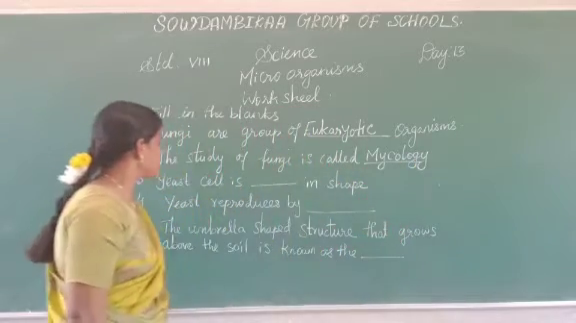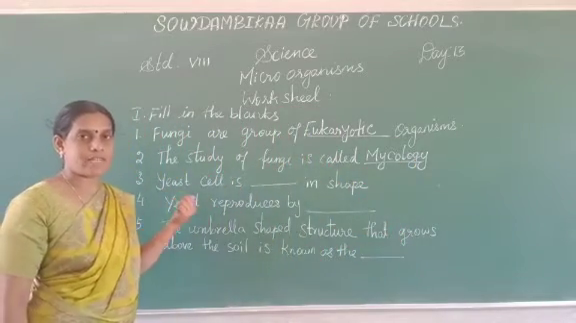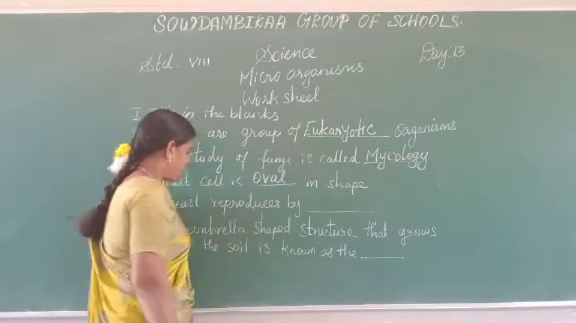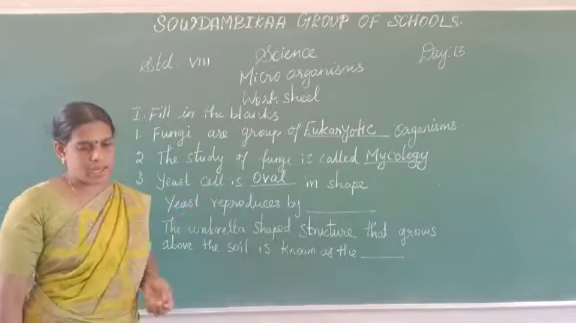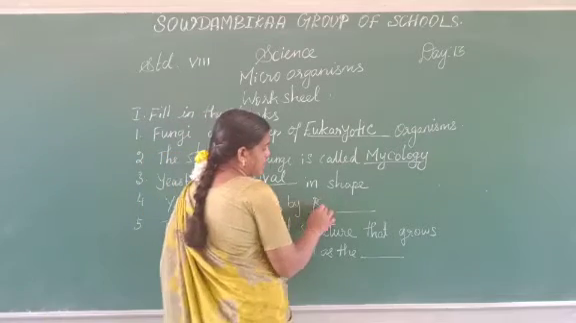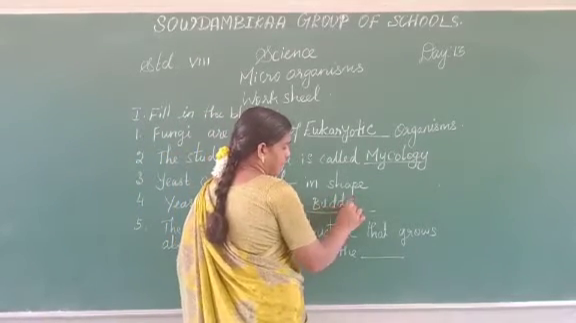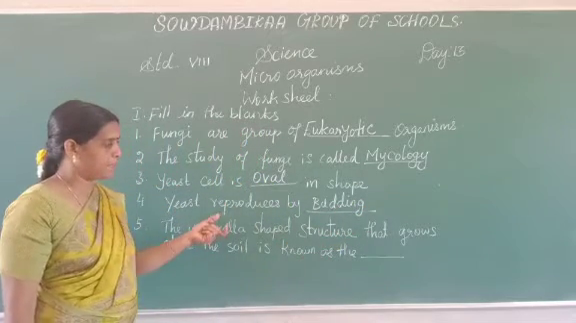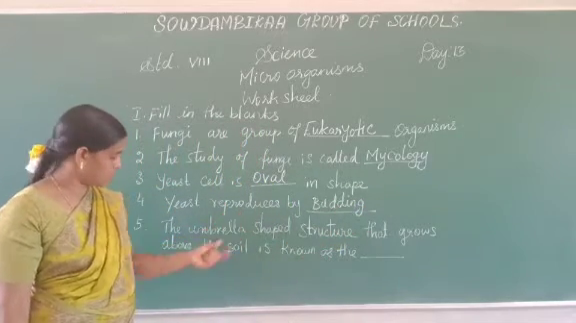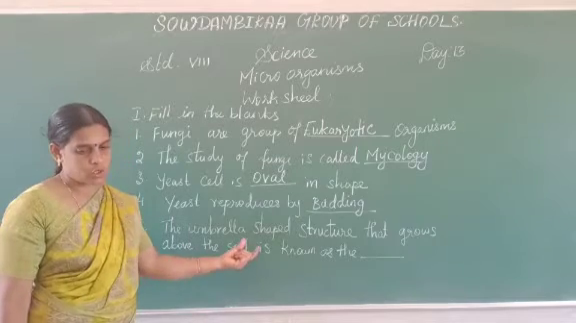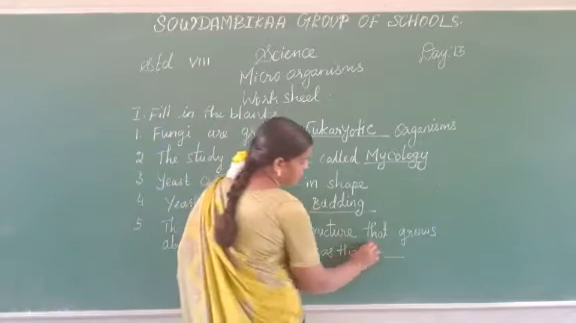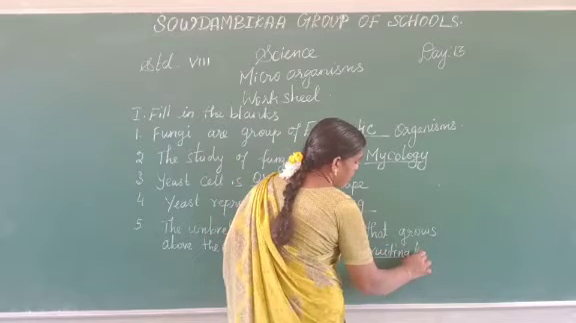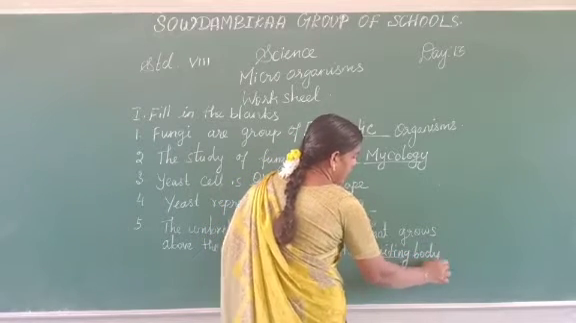Yes. Next one is the yeast cell. What is the shape of the yeast cell? Oval shape, O-V-A-L. Yeast reproduces by the budding method. Budding. Next, the umbrella-shaped structure that grows above the soil is known as the fruiting body, F-R-U-I-T-I-N-G, B-O-D-Y.